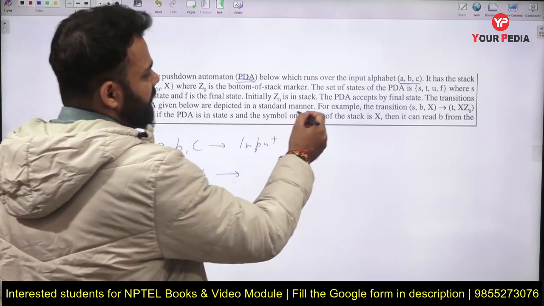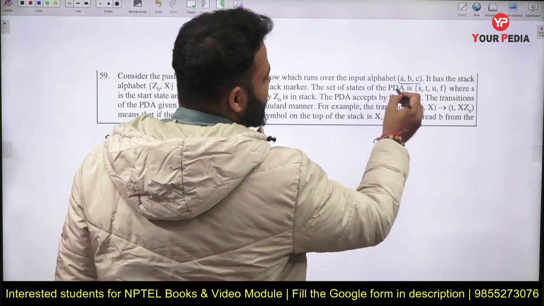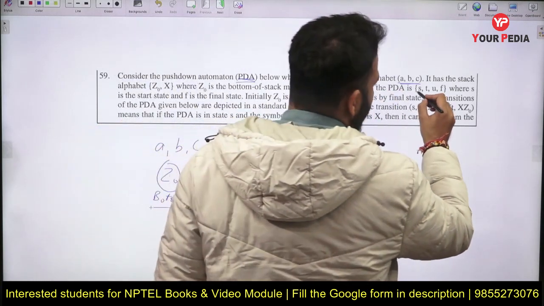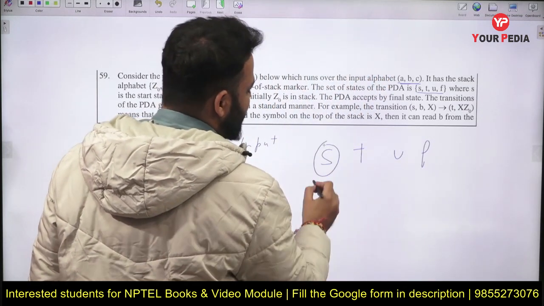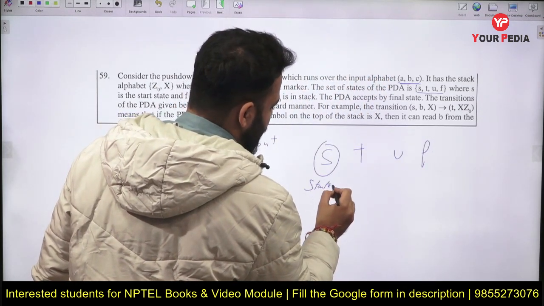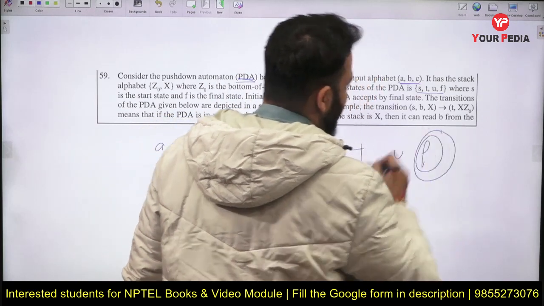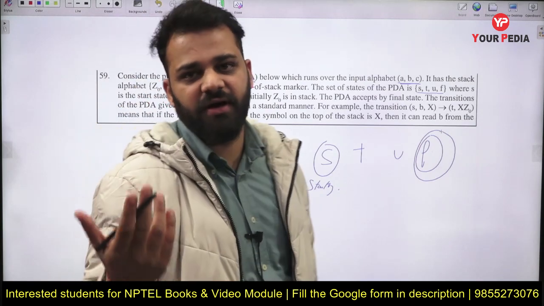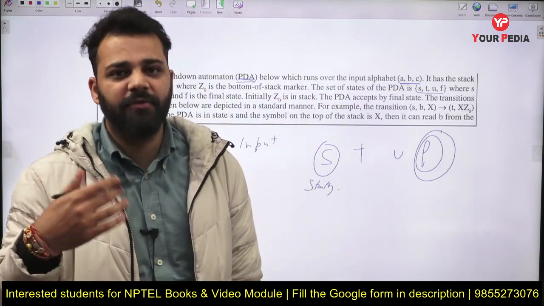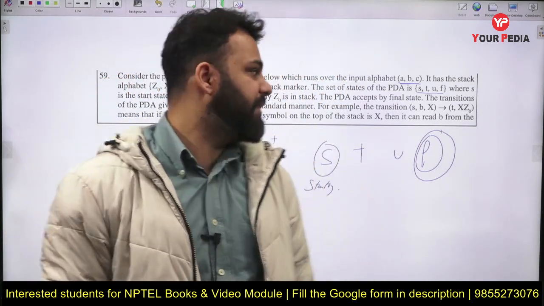Now initially Z0 is in the stack. The set of states of PDA is S, T, U, F. So there are 4 states, S, T, U, F. S is the starting state and F is the final state, and the PDA accepts by final state. So whenever you reach the final state, the string will be accepted.